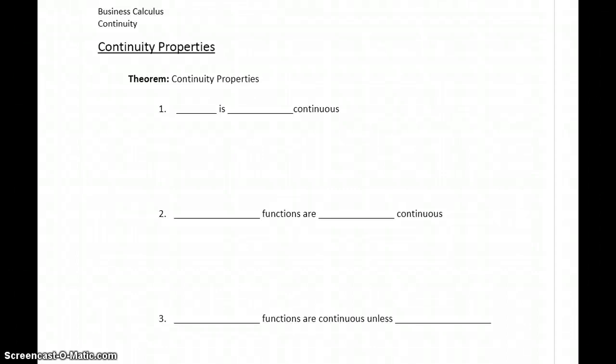Determining continuity by looking at a graph can be pretty straightforward. We just trace along, look for any holes or breaks, places where we'd have to pick up our pencil. But what we need are some techniques for understanding where a function's discontinuous without being given the graph. So we want to set up a few properties that'll help us answer some of these questions.